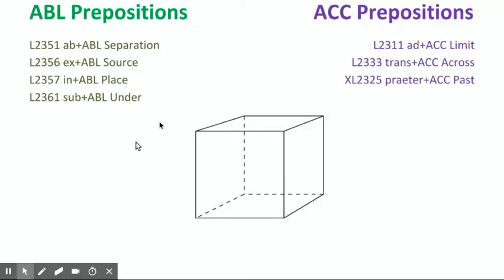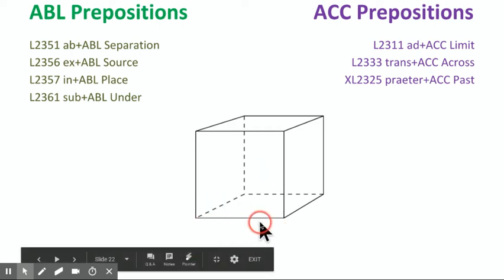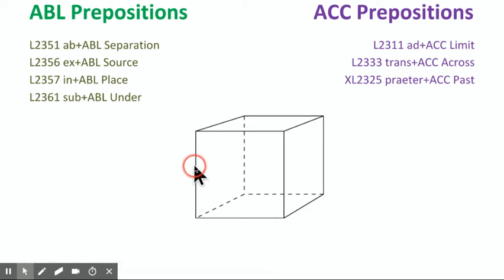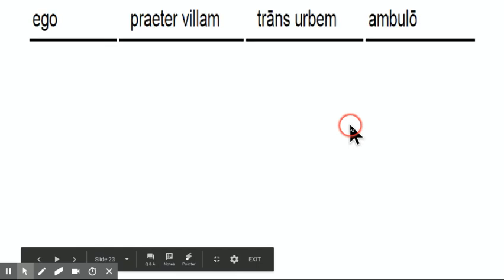Two accusative phrases. We've already learned ob plus ablative, separation from; ex plus ablative, out of; in plus ablative, place phrase; sub plus ablative, under phrase; ad plus accusative, to phrase; trans plus accusative, and praeter we're adding now. Trans is through, praeter is past that phrase.